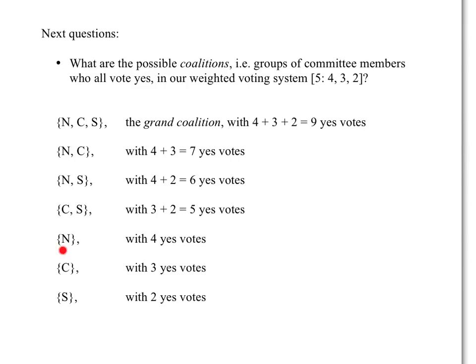You could have Northern alone voting yes, that's one possible scenario, right? It won't be enough votes to win, but that is a coalition. Okay, that is one scenario, that Northern is the only supporter, while Central and Southern are opposed. Similarly, Central could be the sole supporter, that would be only 3 yes votes. Southern could be the sole supporter, that would be only 2 yes votes. It's conceivable that there are no supporters at all. We don't even bother including that on the list.